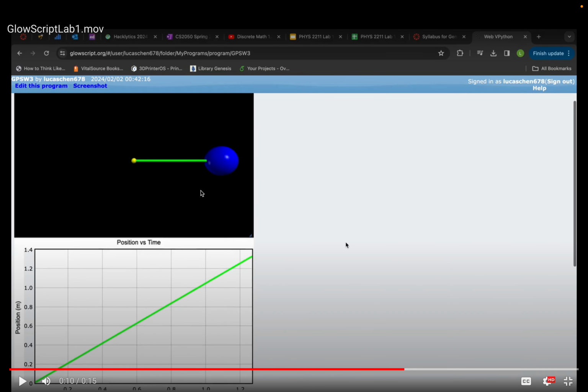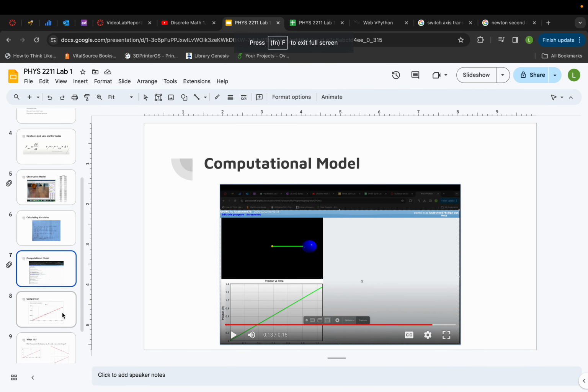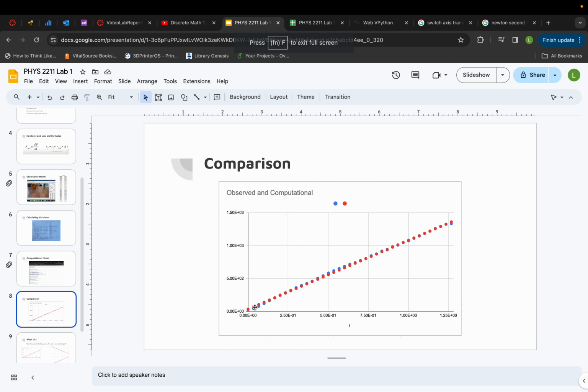As you can see right here, this simulates the motion of the water bottle rolling, and it's pretty accurate, and it also generates a position versus time graph. So taking these two models, we can compare their data points. In the red is the computational model, which is a linear constant slope, compared to the observational model, which has some variance, as you can see.